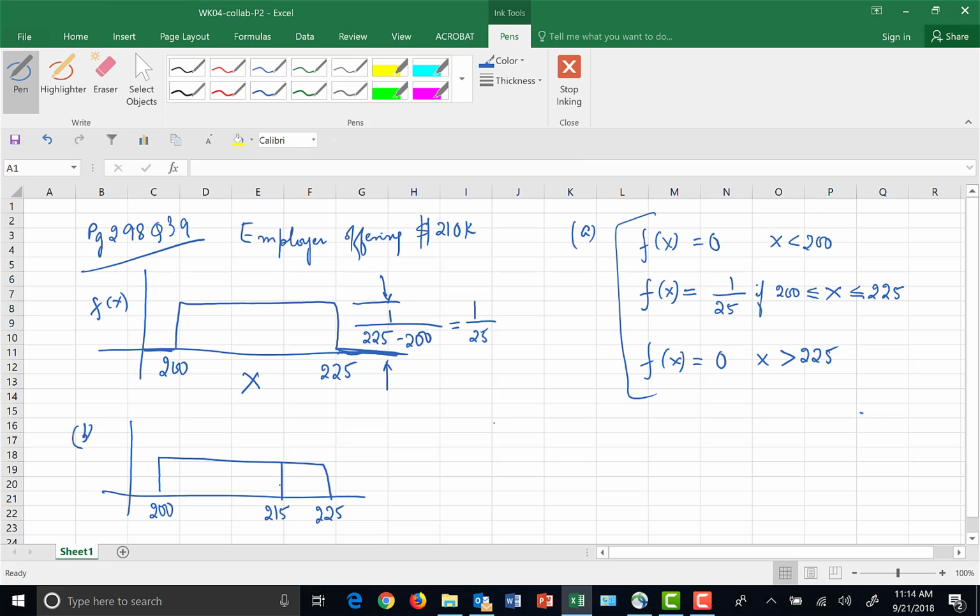Okay, so this part says, what is the likelihood that she gets more than $215,000, which means I want to know the area that I just shaded. Since it's a rectangle, it's equal to base multiplied by the height. The base is 225 minus 215, and the height, of course, is 1 divided by 25. These are all in thousands of dollars.